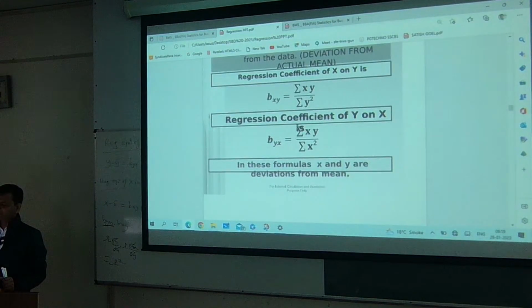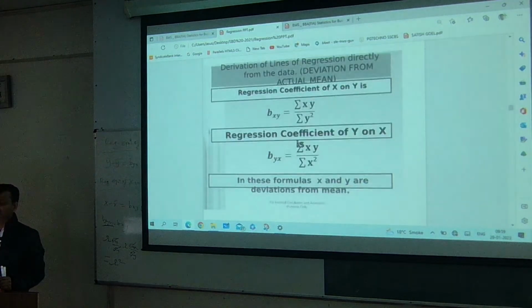Further, these are the formulas for bxy and byx. If you take x and y as deviations from the mean, basically x here is x minus x bar, not exact x. It is already written here that if it is deviation from the actual mean, then your bxy or byx would become compact. Okay.